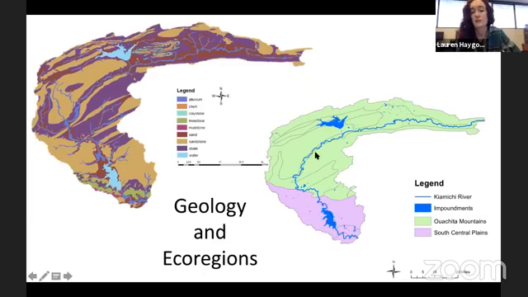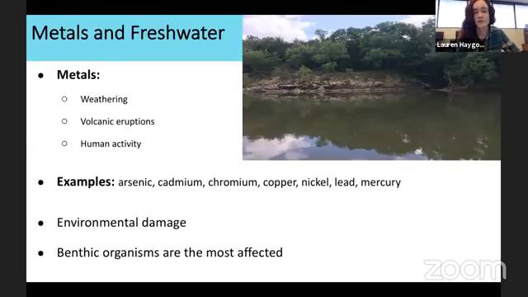And so these are really important things to consider when we're trying to figure out metal tracking and where they're coming from. And so metals in freshwater, metals are primarily introduced into the environment from weathering processes. So like was mentioned before, if shale weathers out, that could introduce metals into a water system.